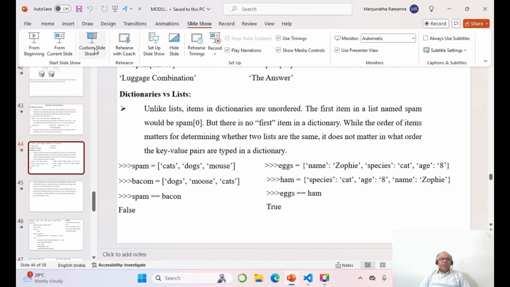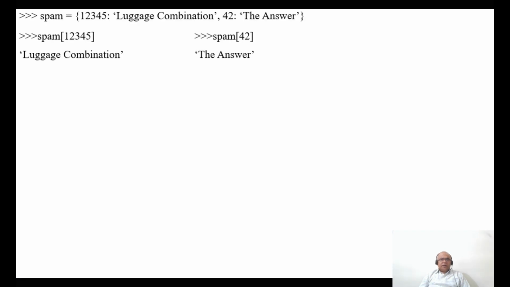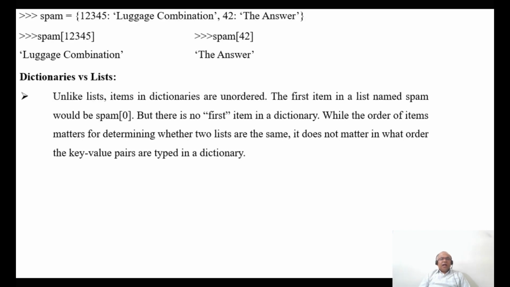Next, we will continue with dictionaries versus list. Unlike lists, items in dictionaries are unordered. That means in whichever way you want, you can take it. The first item in a list named spam would be spam[0]. But there is no first item in a dictionary. While the order of items matters for determining whether two lists are the same, it does not matter in what order the key-value pairs are typed in a dictionary.